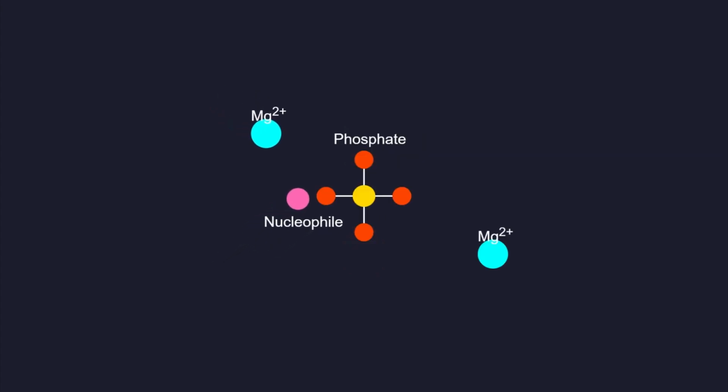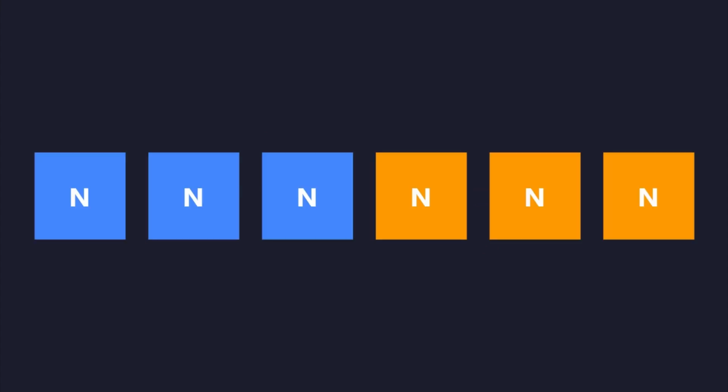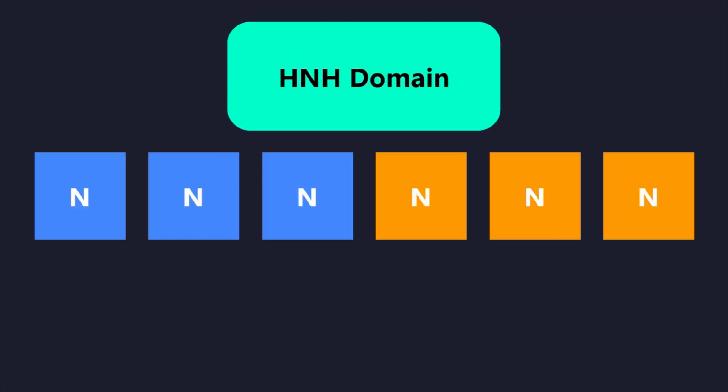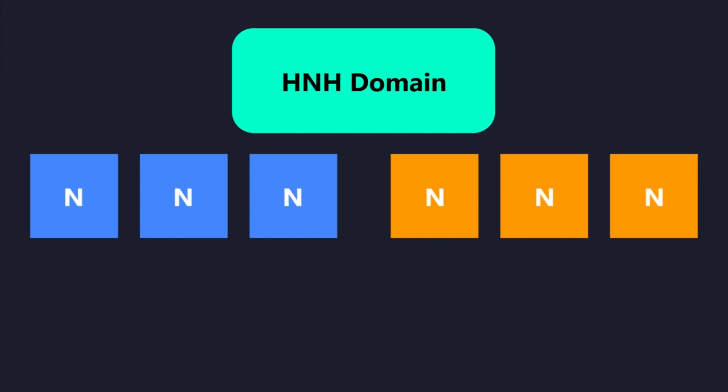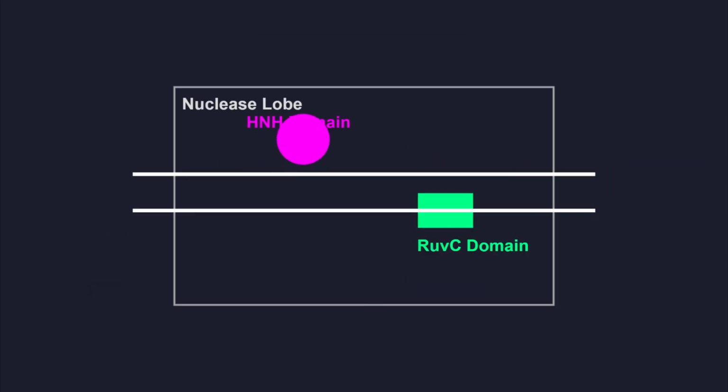Two magnesium ions are coordinated in the active site. One activates the nucleophile, while the other stabilizes the transition state and the leaving group of the broken phosphate bond. The HNH domain cleaves the target strand exactly 3 base pairs upstream of the PAM. The covalent bond is broken, leaving a 3' hydroxyl group and a 5' phosphate.